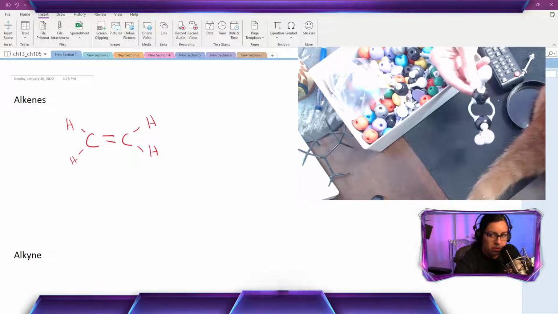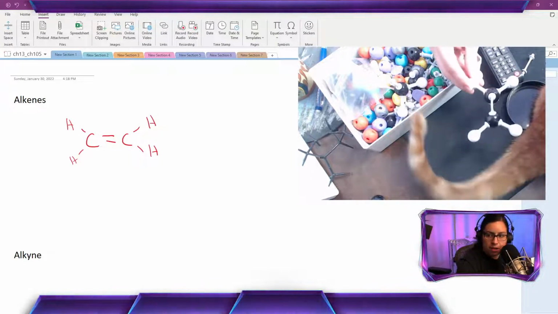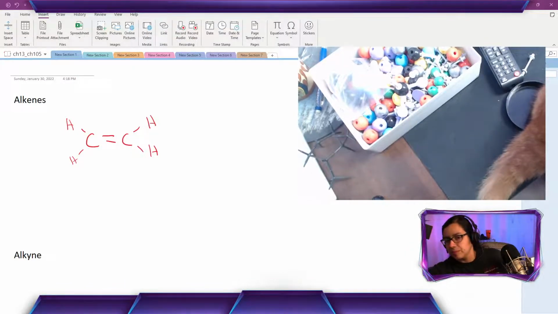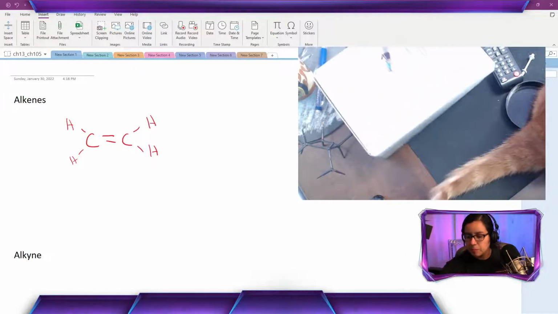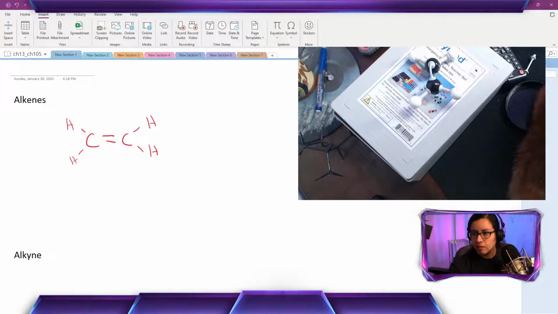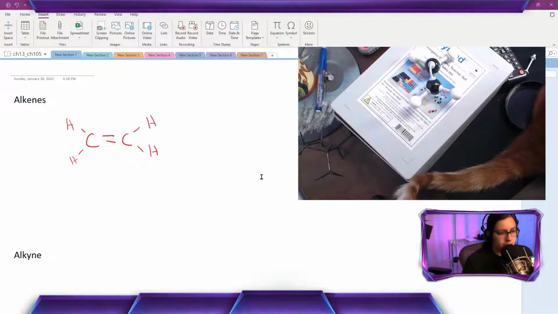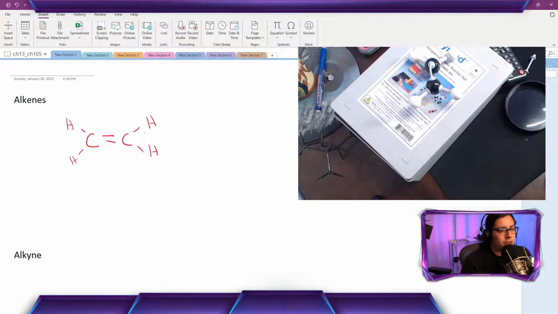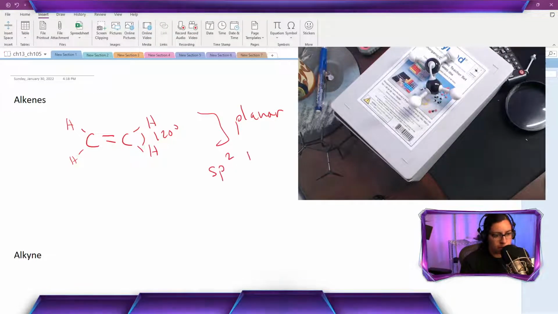So here's ethene. Notice we have a representation of our double bonds. And so this gives us a planar structure. This means that this is all planar and that this angle is going to be about 120 degrees. And we can say that these carbons are sp2 hybridized.